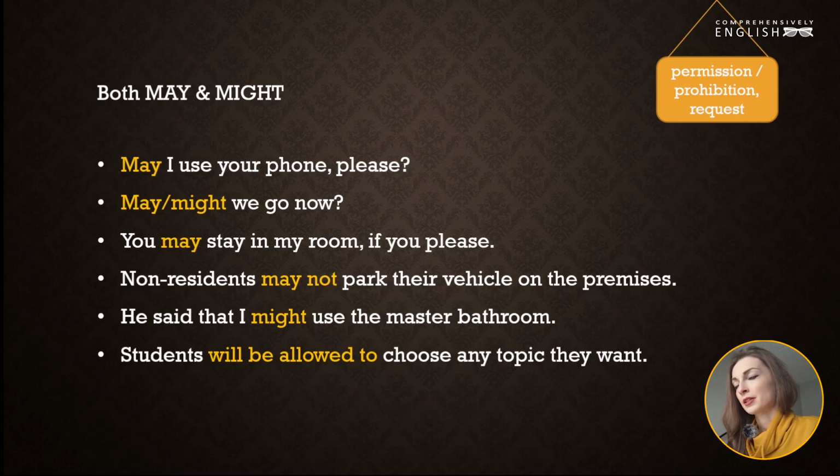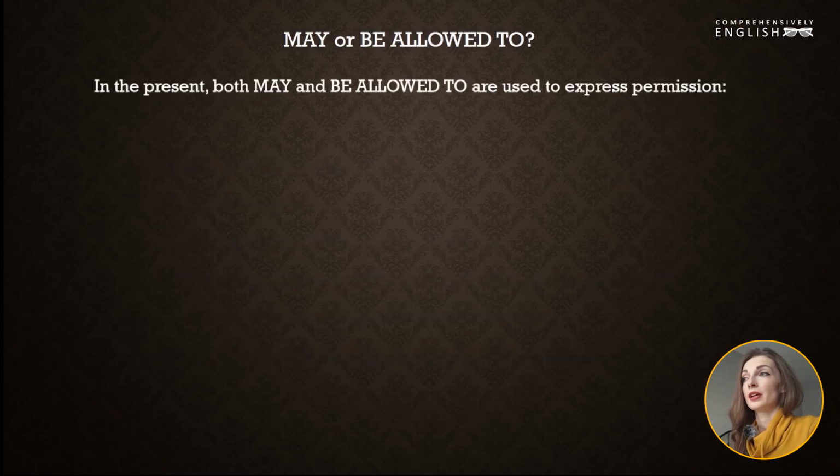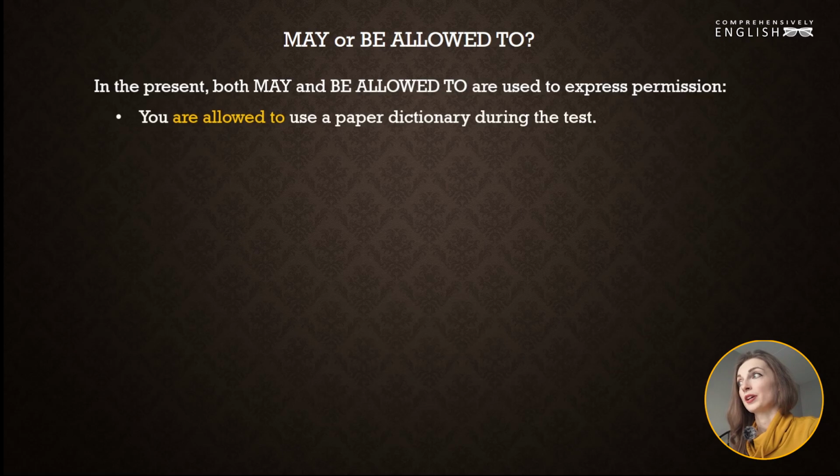In this last sentence, I used "be allowed to" as a substitute for "may," because may and might are not used in the future. May or be allowed to. As I have just said, may is not used in the future, but be allowed to can be used in the present. Both may and be allowed to are used to express permission in the present.